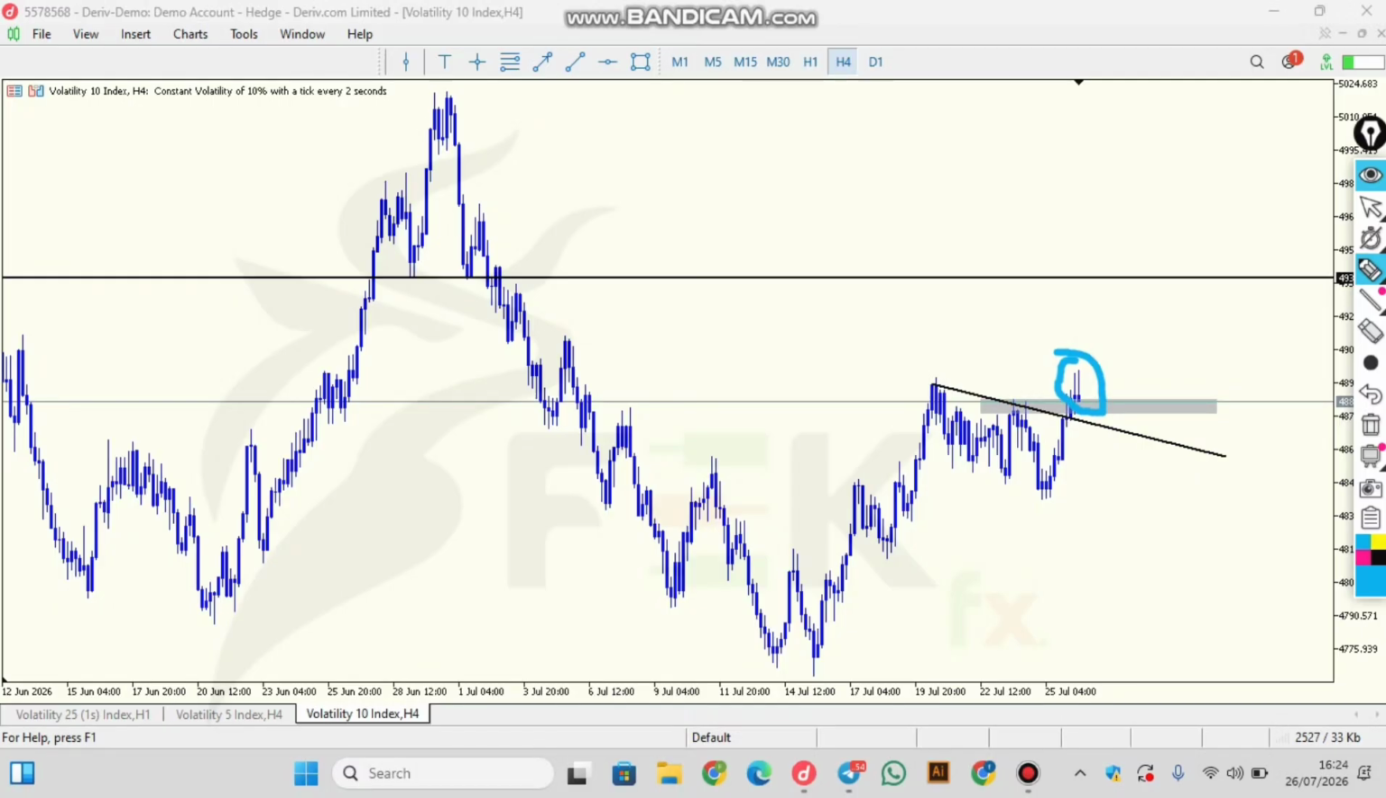Are you getting it? So that is where patience comes in. It's part of the strategy where patience comes in. So I have to wait for this market to properly break out, then come back for a retest and move. So for V10 also, it is a buy trade for me. I'm anticipating a buy. The next one is what? Volatility 75.